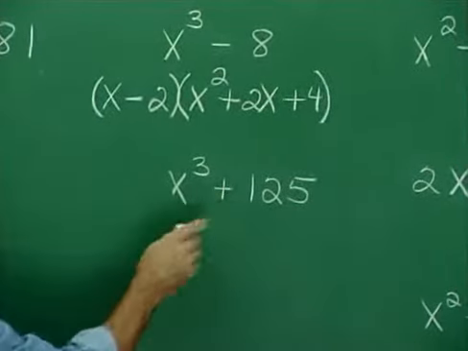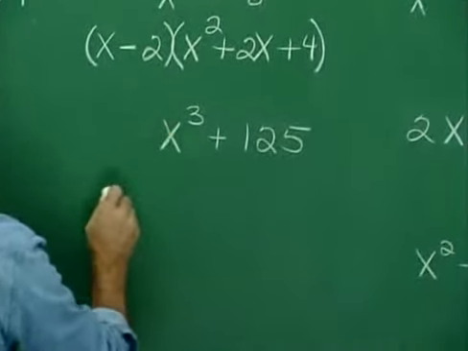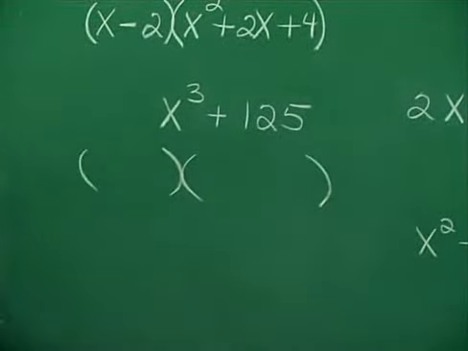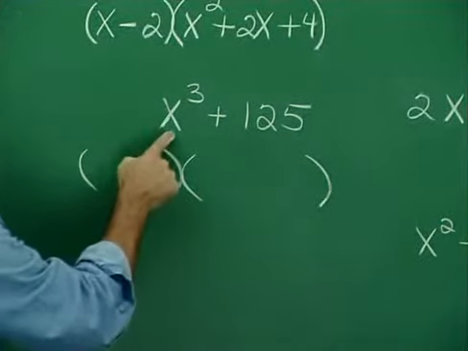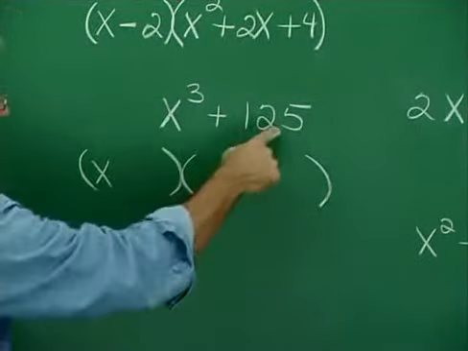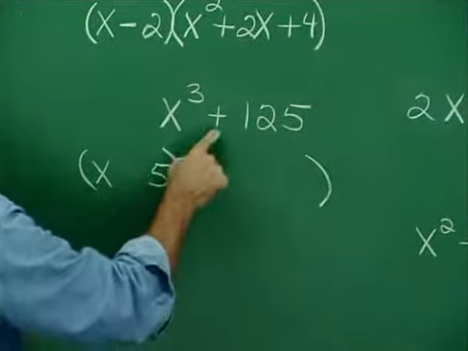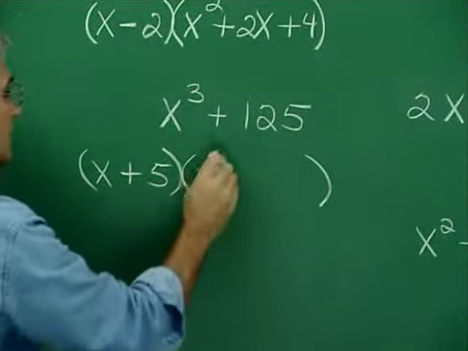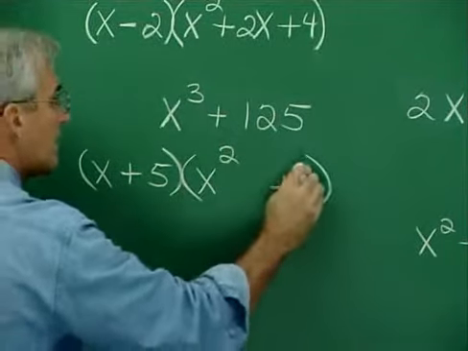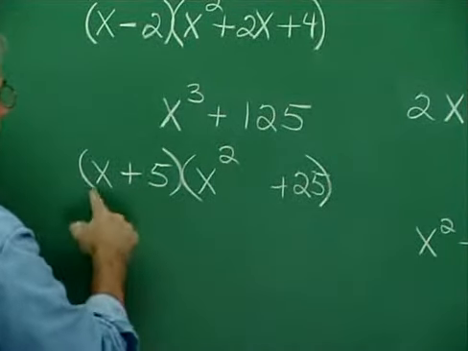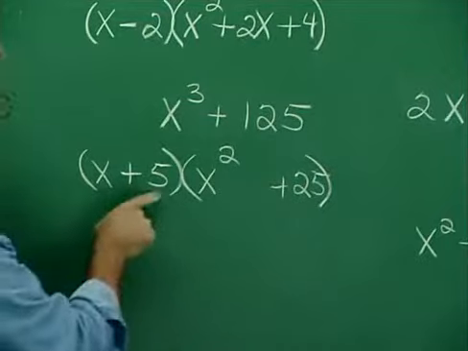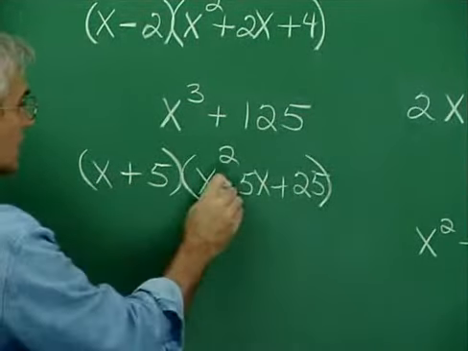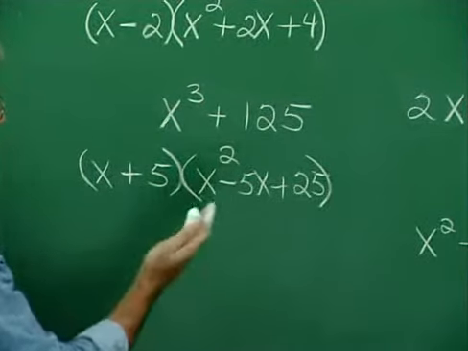This time we have the sum of cubes, and once again we have the binomial times trinomial situation. So let's see, for the binomial part, what is cubed to give this? Oh, x. What's cubed to give that? 5. Sign is plus, so plus. First term here is that guy squared. The last term is this one squared. And the middle term is the product of these two without regard to sign. So we have 5 times x, 5x, and the sign is opposite this sign, so it's minus. So here's our factored form.